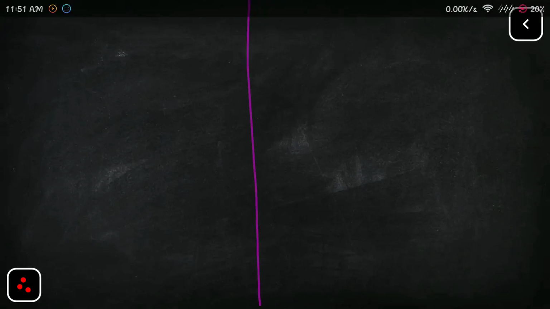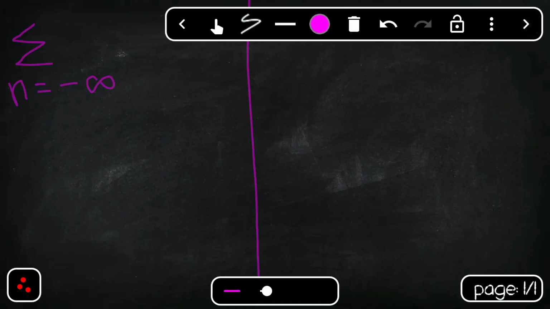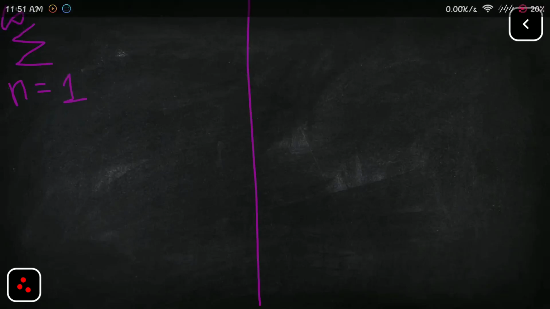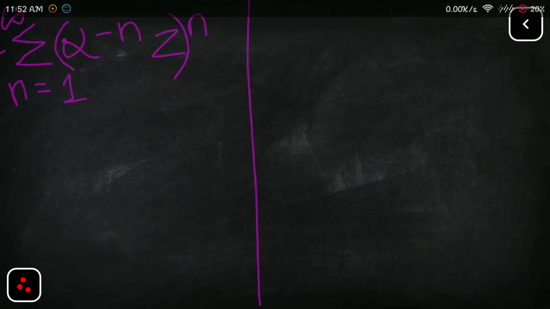So here I'll make two columns. My first column would be the equation: n is equal to 1 to infinity, the summation of minus alpha to the power of minus n into z to the power of n, that is, the whole to the power of n. This is what I got, right?